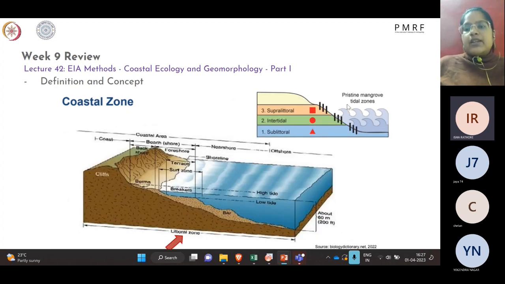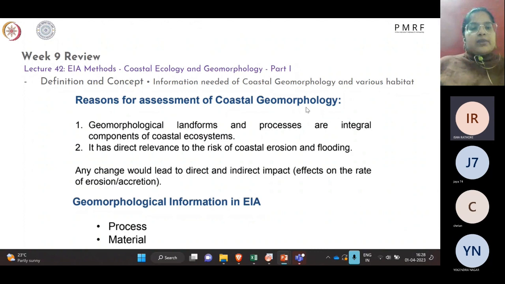And then these are again the same things, but then you also have these three types of zones which are related to pristine mangrove tidal zones, where mangroves grow. So mangroves grow in a very waterlogged area. So you have three types of zones. So you have the sublittoral zone, the intertidal zone, and the superlittoral zone. And then we will look at them in the next slides also in terms of what sort of features they have.